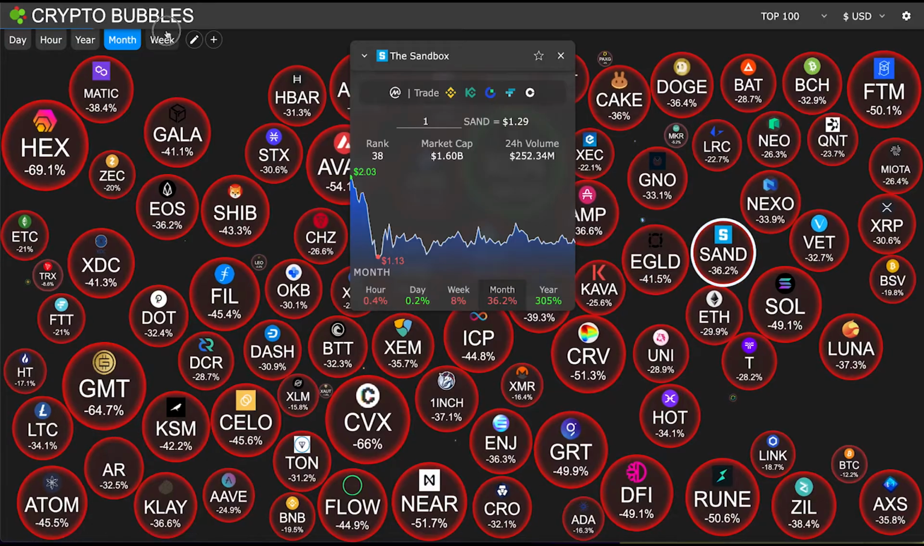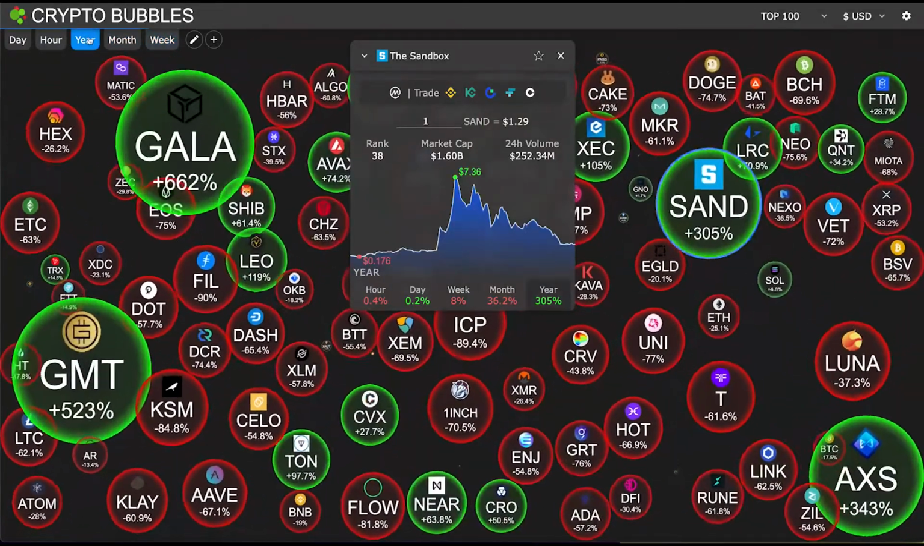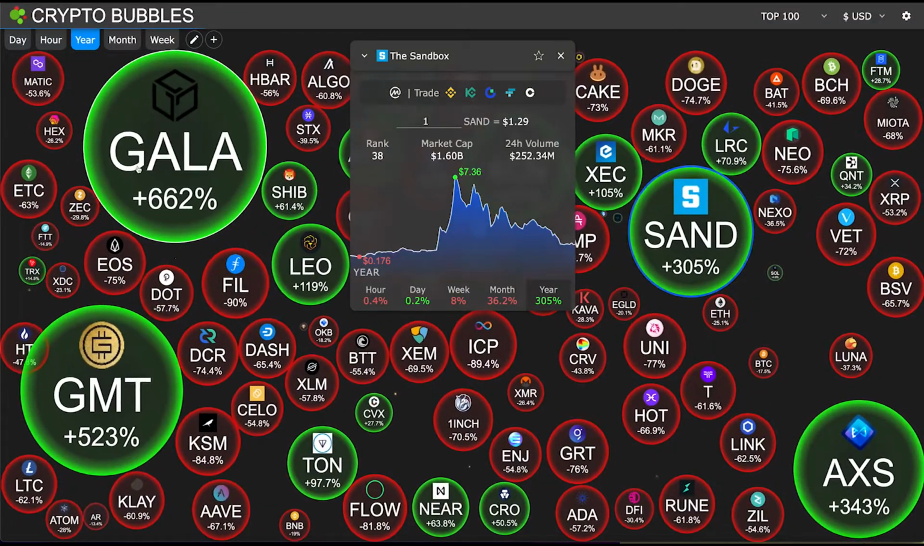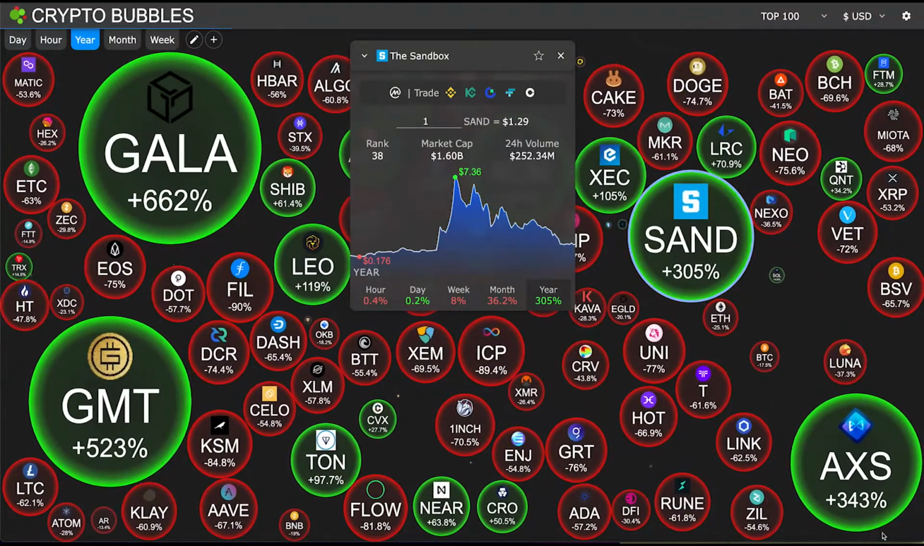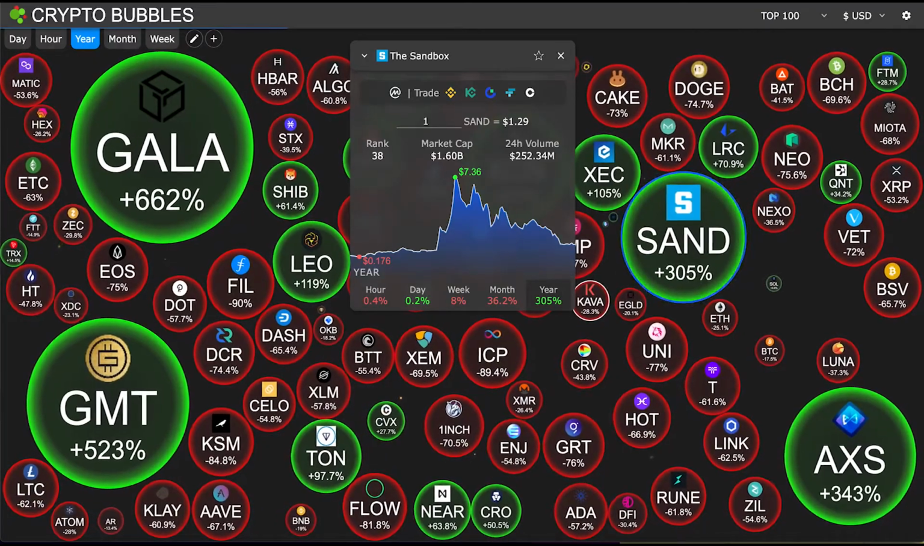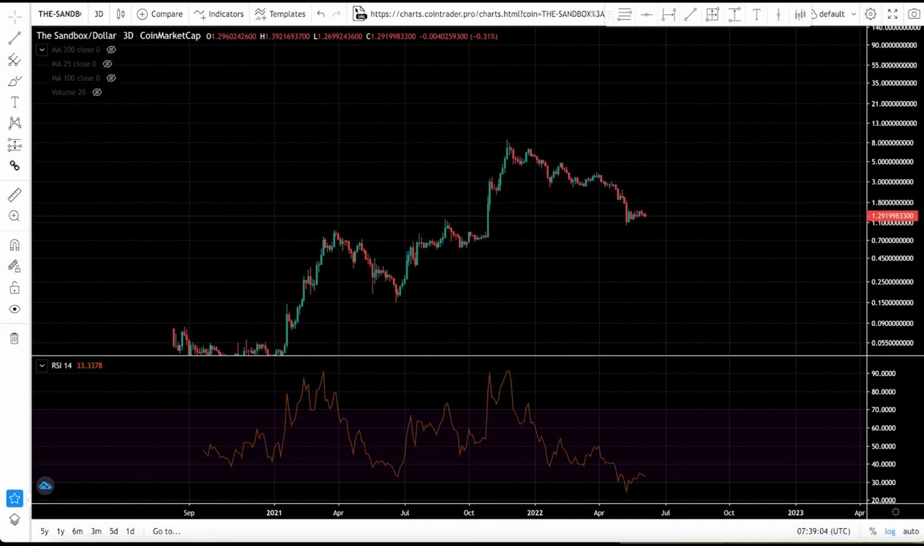And if we even go on the weekly, Sandbox is still performing way better than a lot of these coins. On the yearly, it is definitely among the best performers on the year. You can see that it's only outperformed by Gala, GMT, and probably Axie Infinity. If not, a lot of the altcoins in the market are down. So Sandbox has been a good hold throughout this whole bull run. But should we be holding Sandbox through the bear market? Are we even in the bear market?